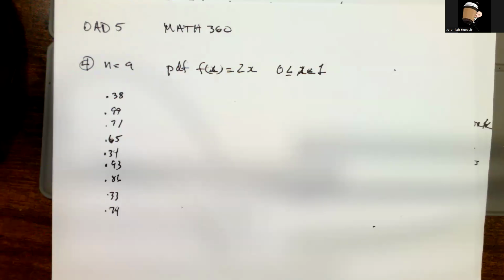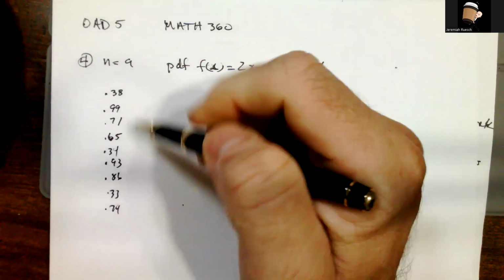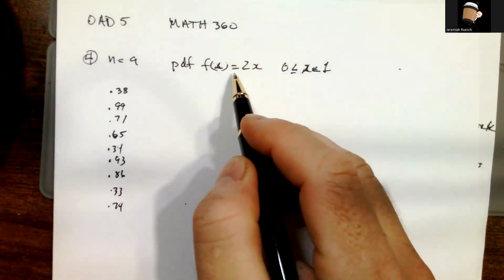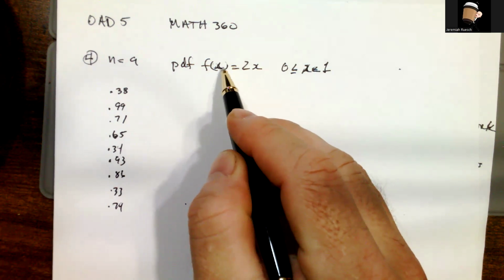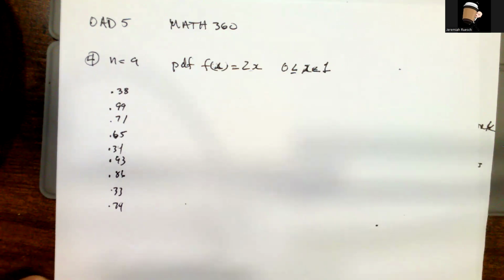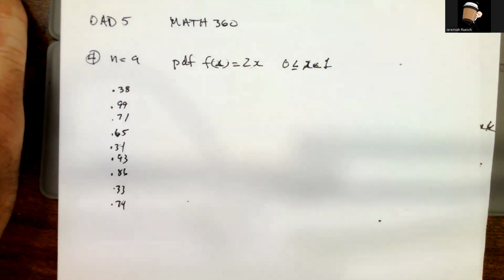In our last problem here, number 4, we have 9 observations of some data, and these are the 9 observations here. And we want to know if it's a good match for the PDF given earlier, which is f of x, I'm using x now, but it was from z, 2x, from 0 to 1. Okay, so we're going to jump over to some technology here and utilize that to consider whether or not this is a good fit.